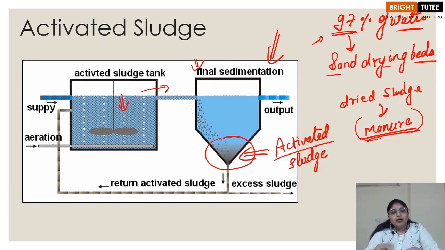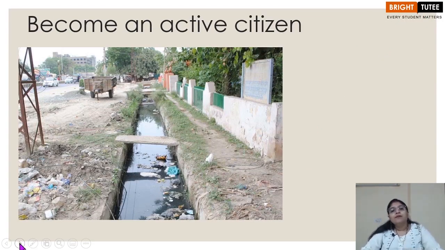Now, students, remember that especially in a country like ours, we have a large population and the infrastructure is still developing. So what we as active, aware citizens want to do is reduce the pressure on the wastewater treatment plant. We do not want the wastewater treatment plant to deal with unnecessary garbage, right? So how do we reduce the garbage that we are producing?